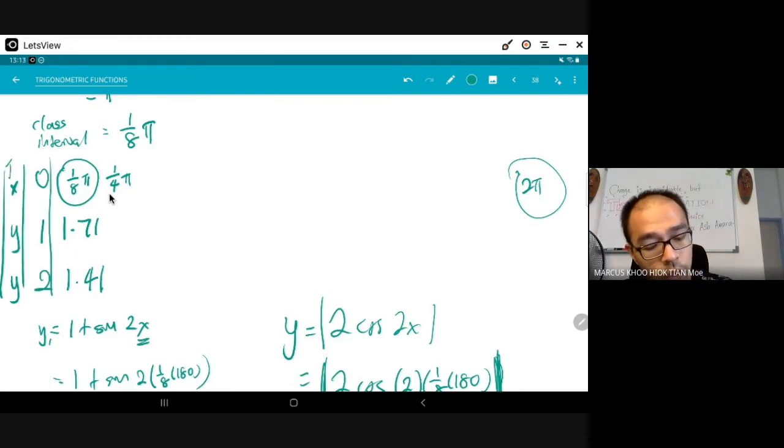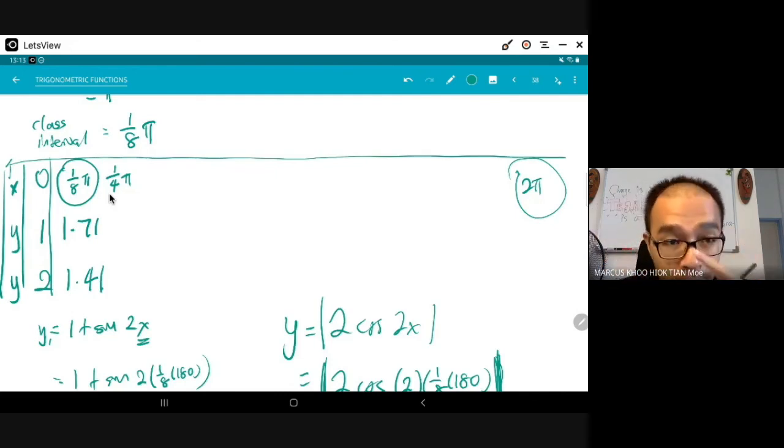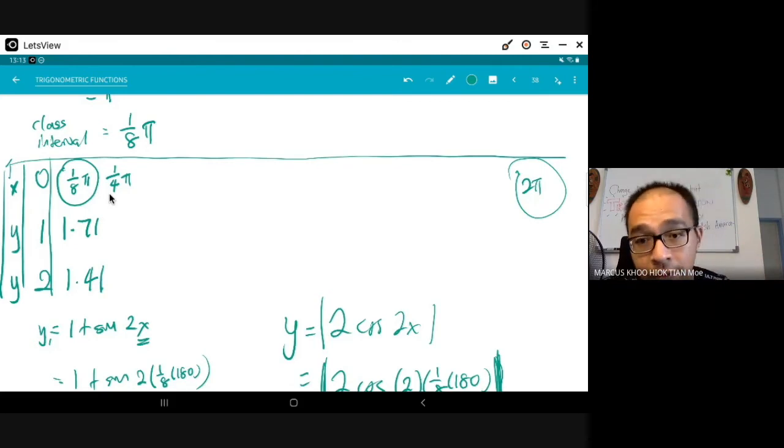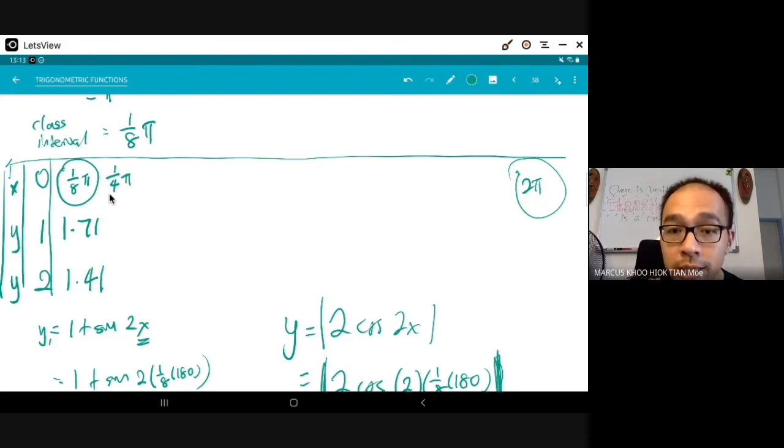Yeah. So you should actually have 17 points altogether. 1 over 8 pi, 1 over 4 pi, and so on. Remember, the more points you have, the better it is to see the shape.